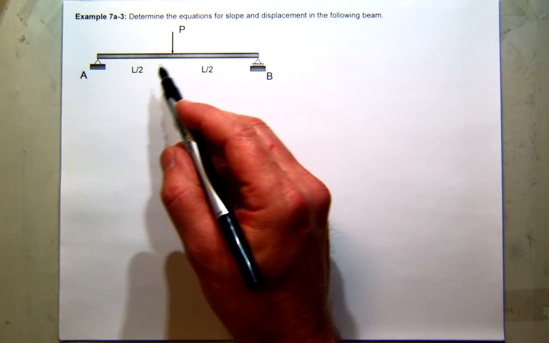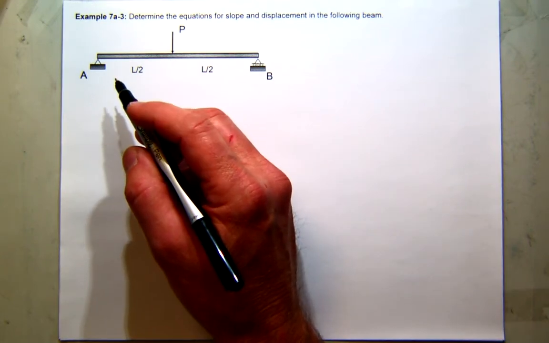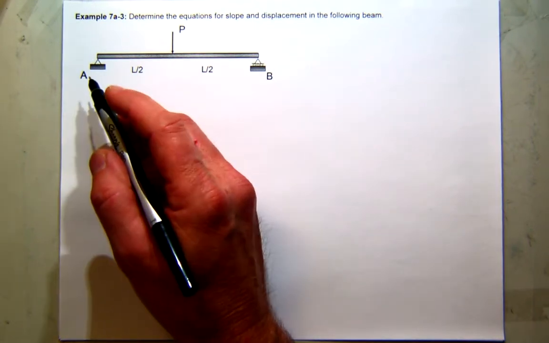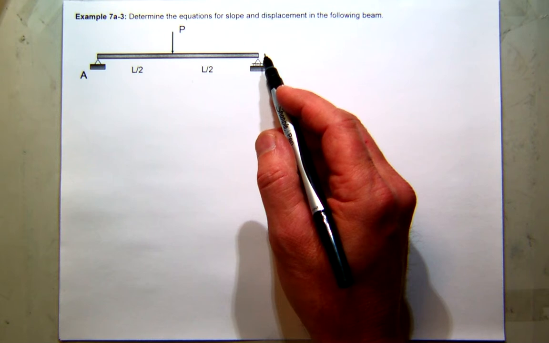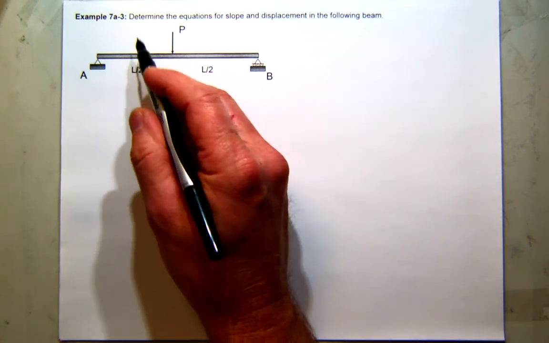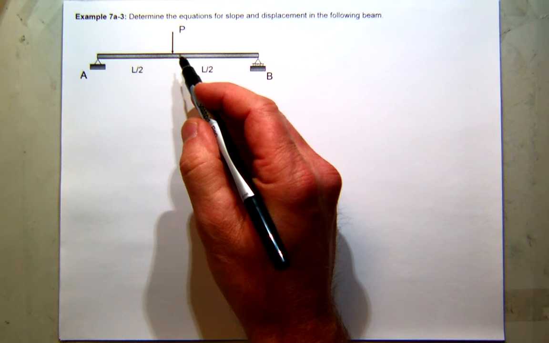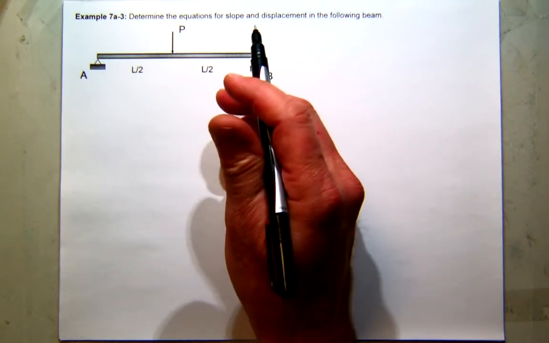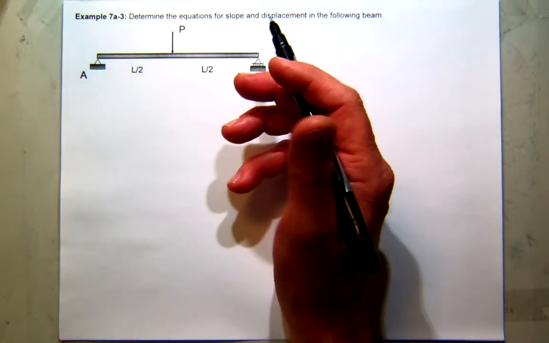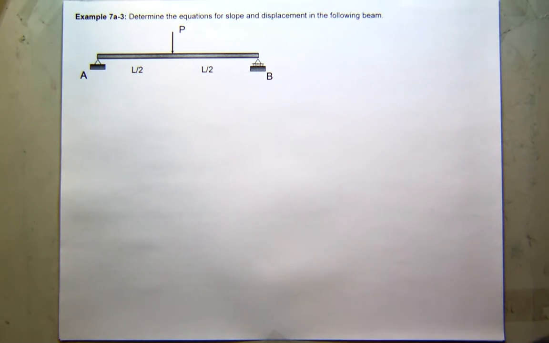So you might recall that if I try to write a moment equation for this structure, I can't write one for the whole beam. I'm going to have to write one that's good from 0 to L over 2, and then a second one from L over 2 to L. Now they're not going to be very complicated, but I'm going to have to break it up. So let's start with that.